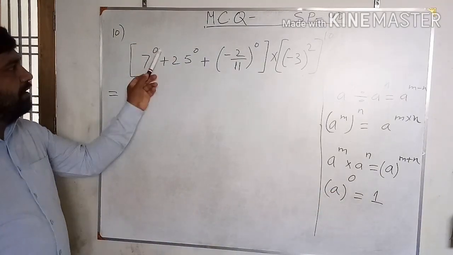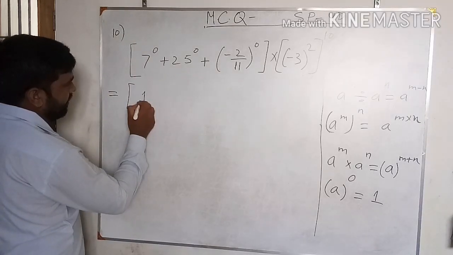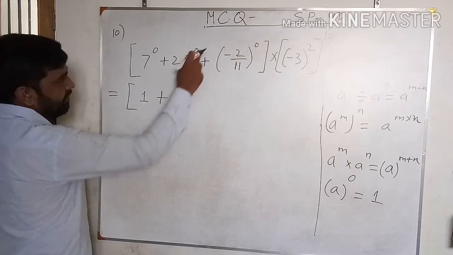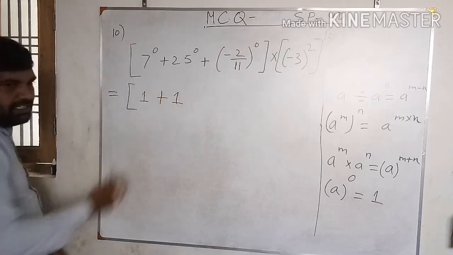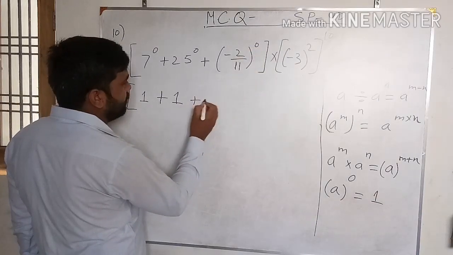Here the base is 7, power 0, so its value will be 1. So in place of 7 to the power 0 we will write 1. In place of 25 to the power 0 we will write 1, because any base having power 0, its value is 1. Here also we will get the value 1.